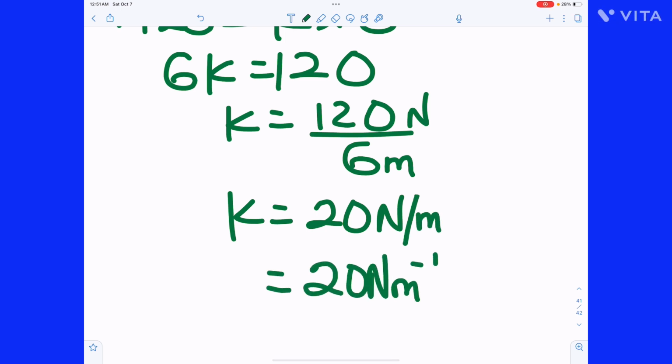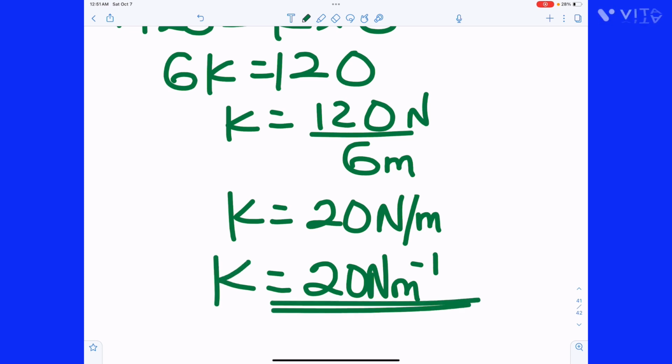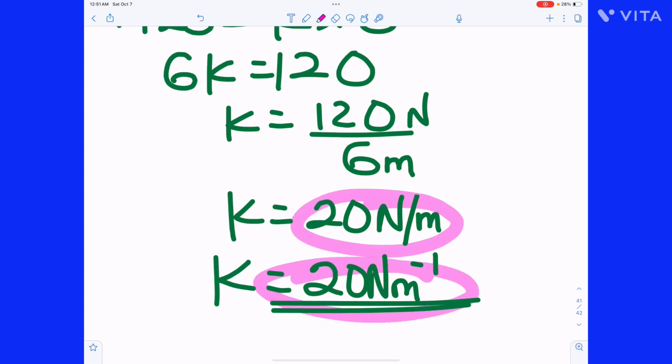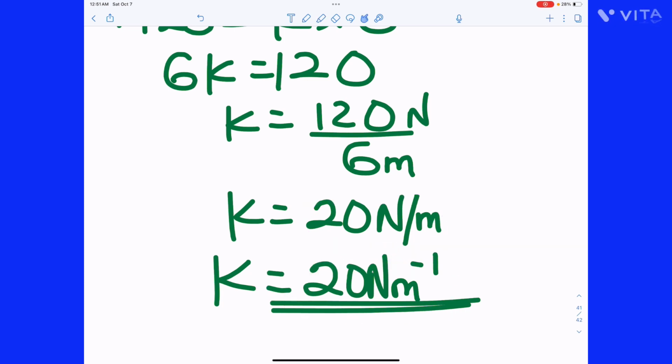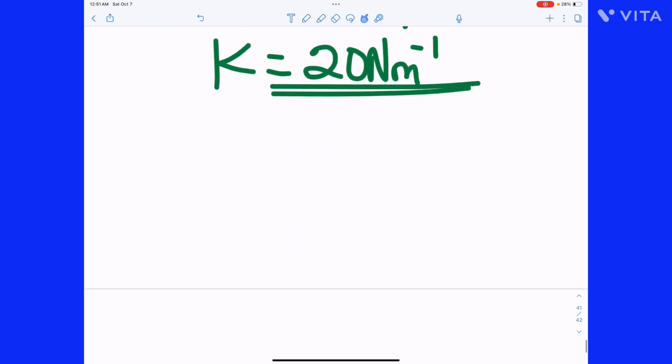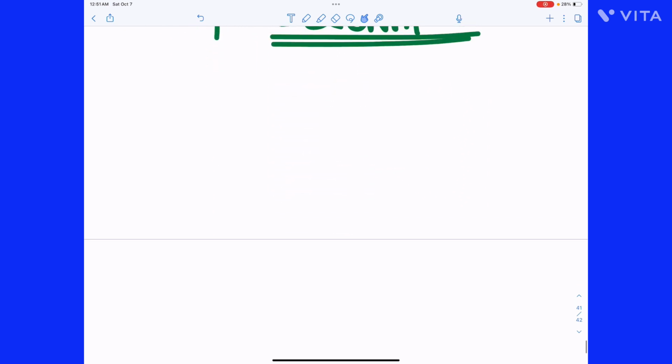We can also write it like this. So the force constant of the spring is 20 newtons per meter, not 120. The force constant of the spring is 20 newtons per meter.